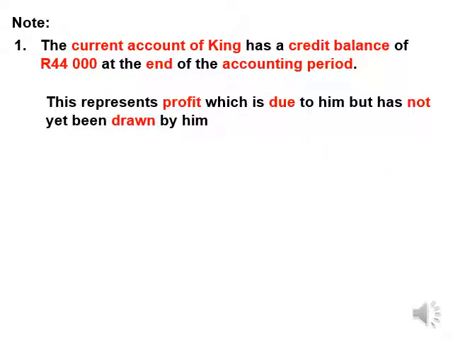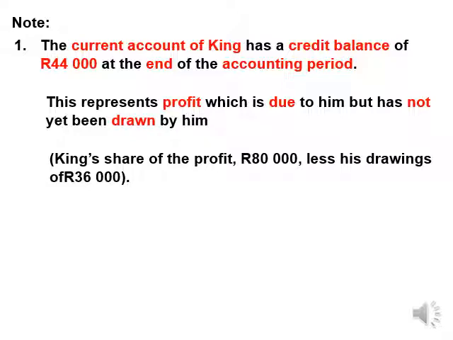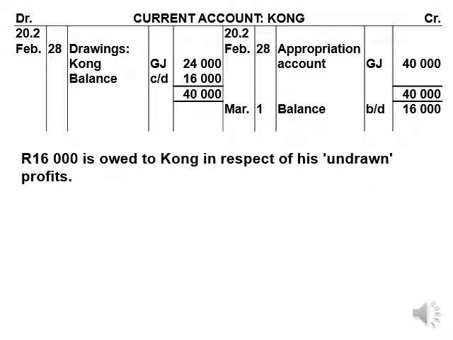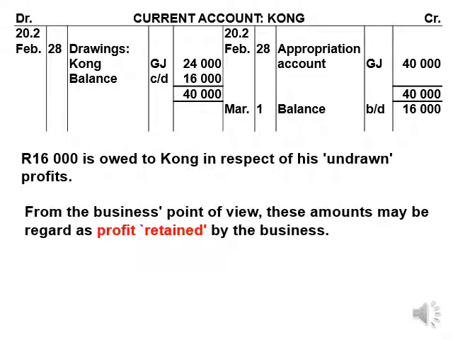This represents the profit that was due to him that has not yet been drawn by him. King's share of the profit 80,000 less his drawings of 36. Kong, same applies. 16,000 is owed to him in respect of his undrawn profits. He has earned 40,000, of which he has already withdrawn 24,000, so 16,000 is still owed to him. From the business point of view, these amounts may be regarded as profits retained by the business, not paid out to the partners.